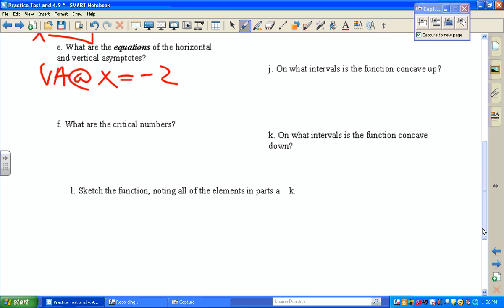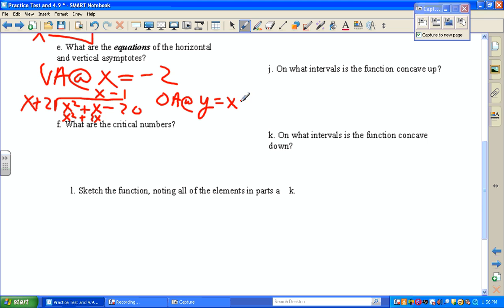Let's see. What's the horizontal? x plus 2 into x squared plus x minus 20. It goes in there x times. That's not too difficult. Then minus 1. So there's actually an oblique asymptote at y equals x minus 1. Critical numbers, that's pretty easy, right? Take the derivative.